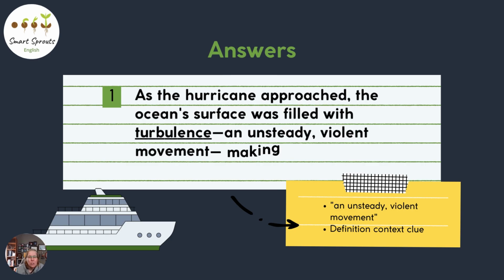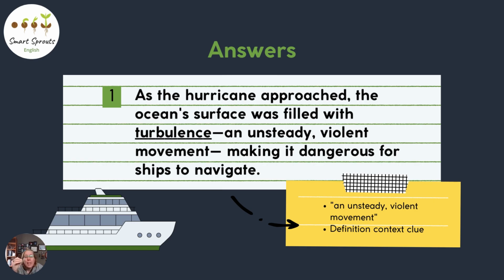Right after the word turbulence, we have these lines or hyphens, and between them we see it's an unsteady, violent movement. Now, if you didn't pick up on that, you also might see the fact that it was dangerous for ships to navigate, and you might guess that the ocean surface has lots and lots of waves.